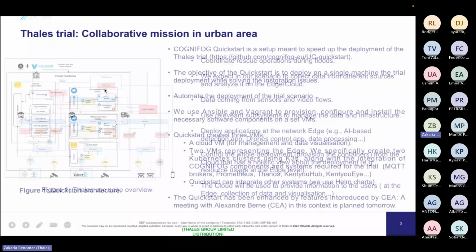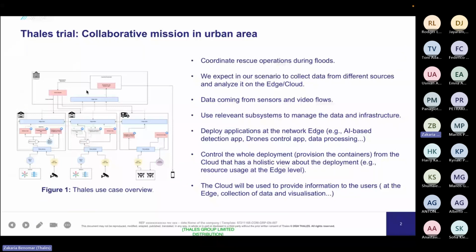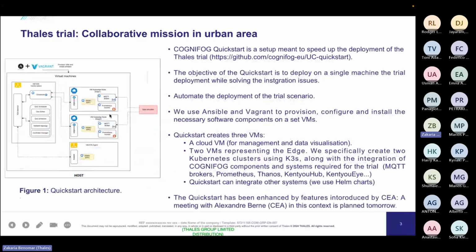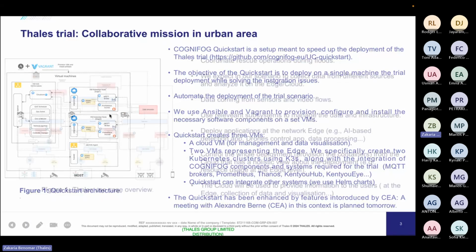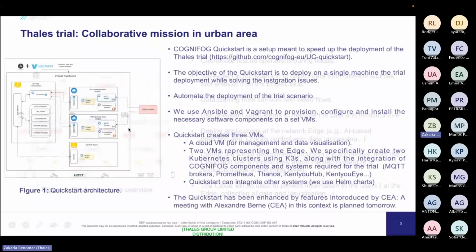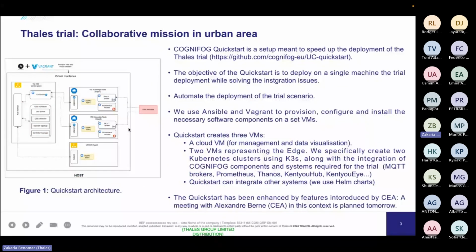So this is the trial that we are expecting: data coming from sources, processing at the edge, and another processing layer at the cloud level. For quick start, it is a setup meant to speed up the deployment of the Thales trial. What we saw already here, we are trying to automate as much as possible, the deployment of the scenario that we are working on for the trial.